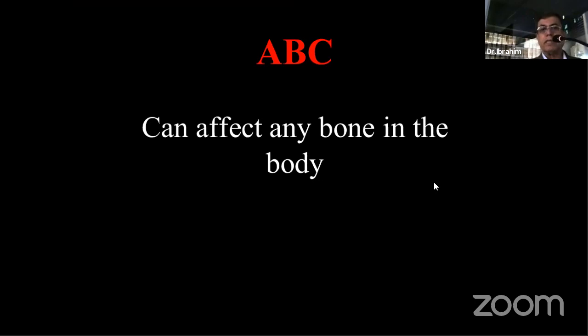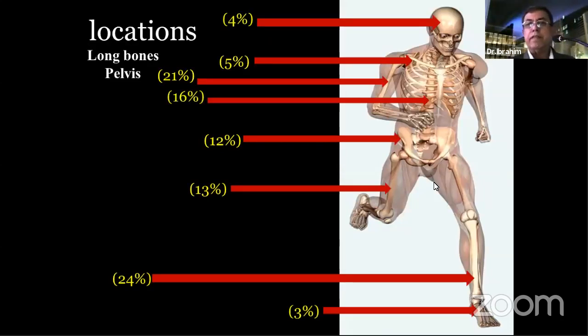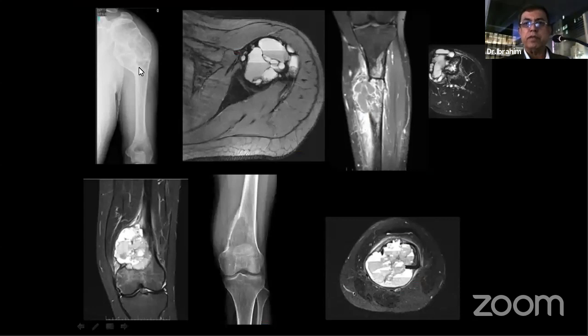Go back. Remember that aneurysmal bone cyst can affect any bone in your body. The commonest locations are long bones and pelvis, but it can affect any bone, mostly the long bones. Upper limb, humerus, lower limbs, femur, you can get these. And the characteristic of these lesions is that they have multiple fluid levels. They're called fluid levels.